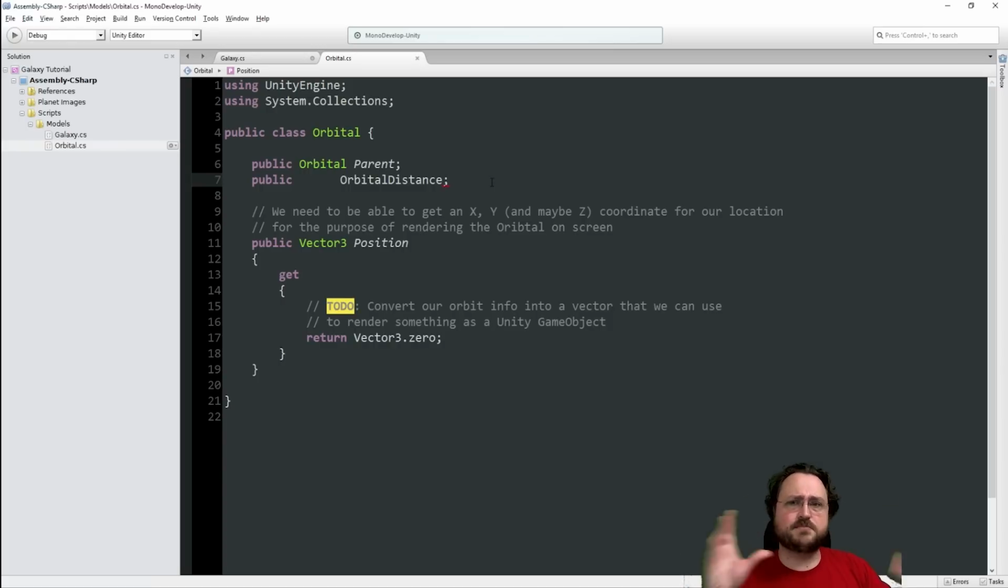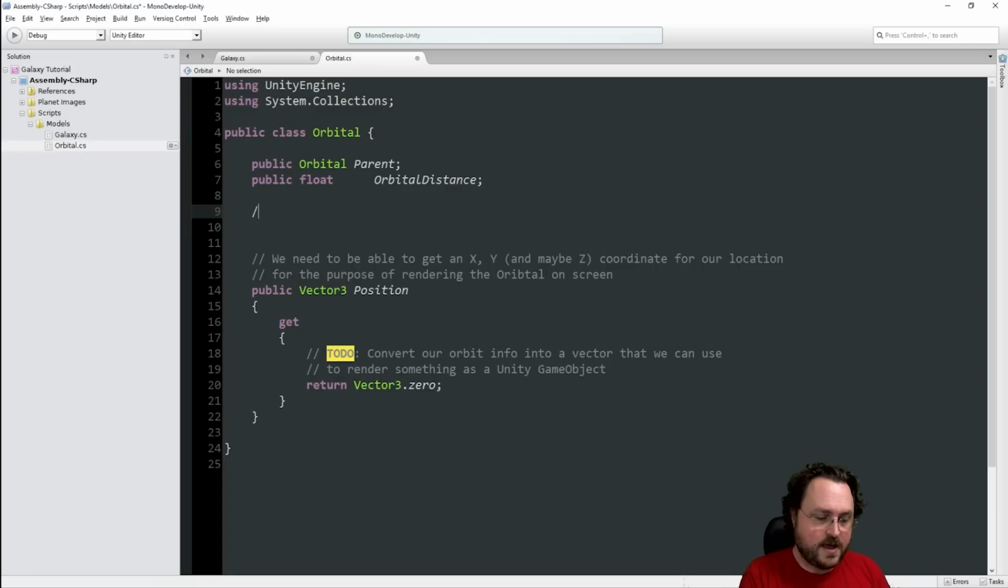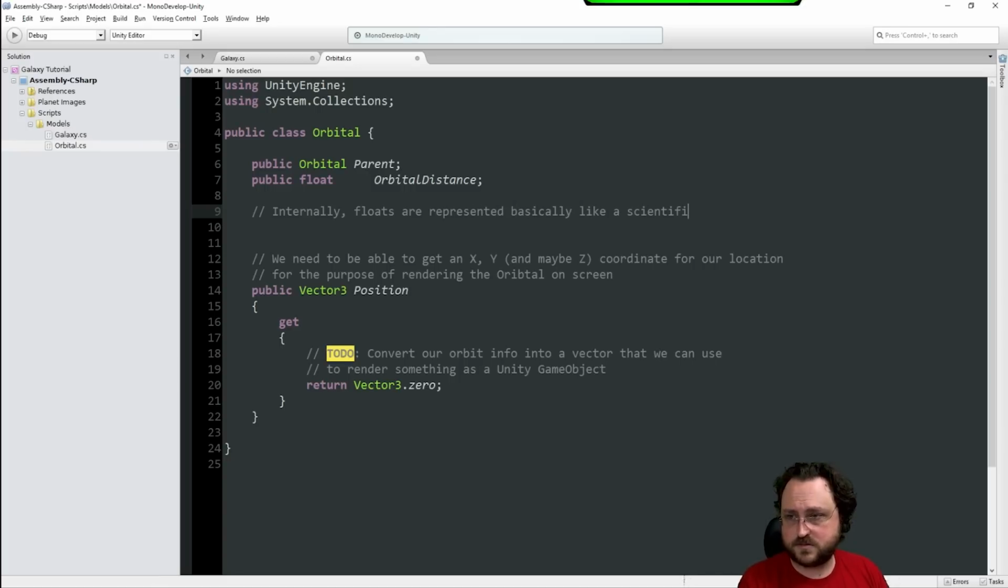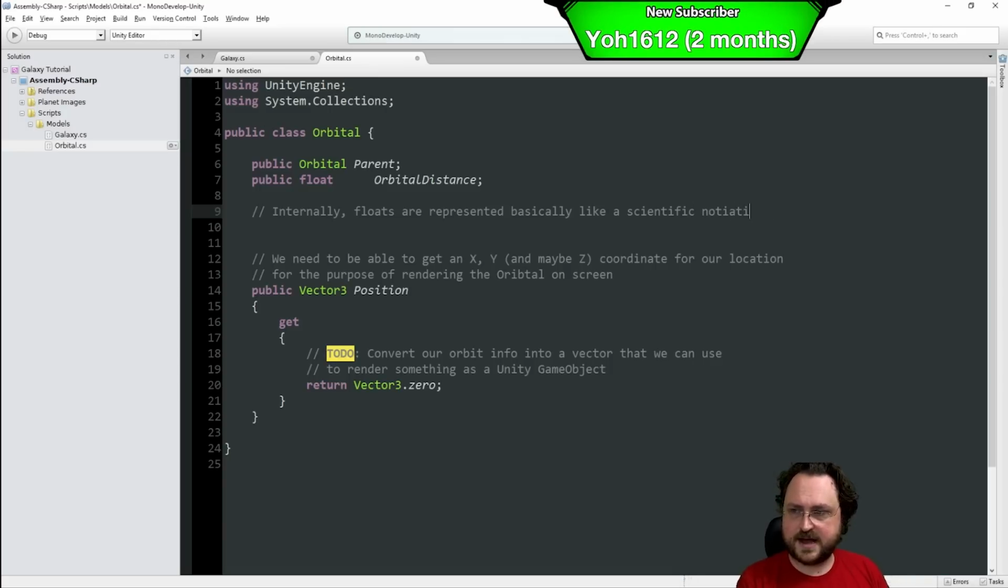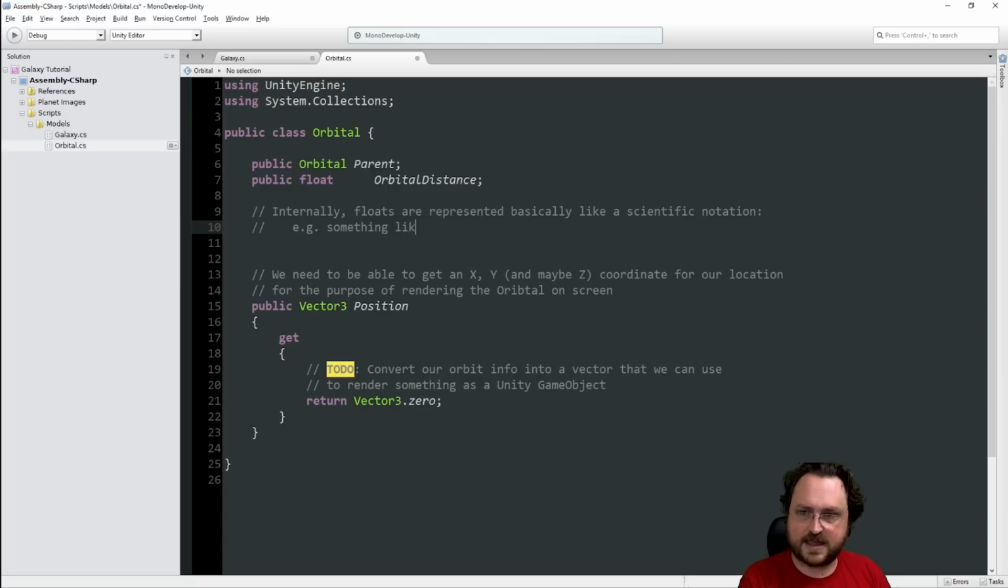And it has a certain maximum precision. After you get to a certain size in a float, so let's say this was a float, which is fine, which is a way of doing it. Internally, floats are represented basically like scientific notation, e.g., something like 2.ba times 10 to the 6th power, or something like that.